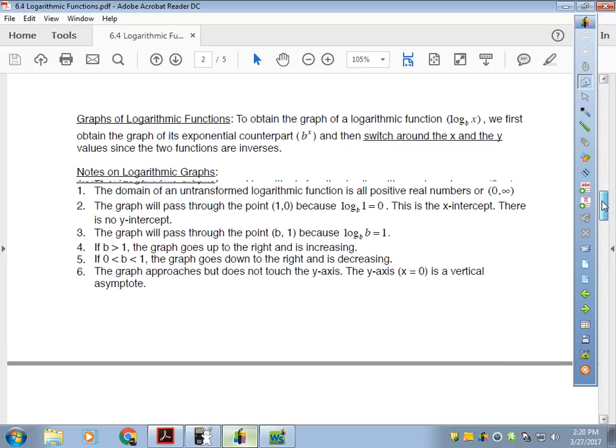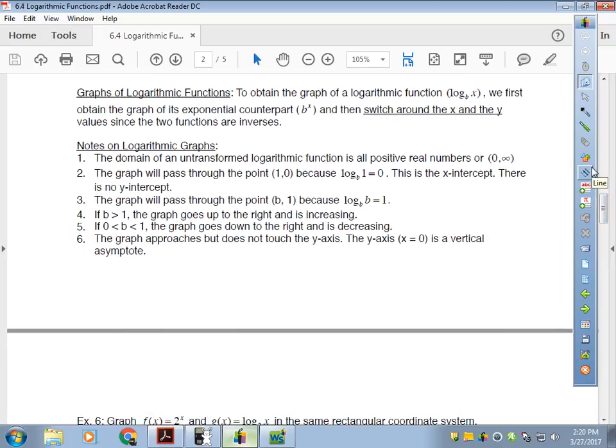The next thing we're going to talk about is graphing. To obtain the graph of a logarithmic function, you first have to get the graph of the exponential function, b raised to the x. Once you have that graph, then all you have to do is switch the x and y, because remember they're inverses, and when you have inverses, x's and y's switch.